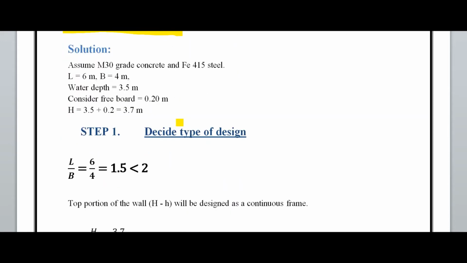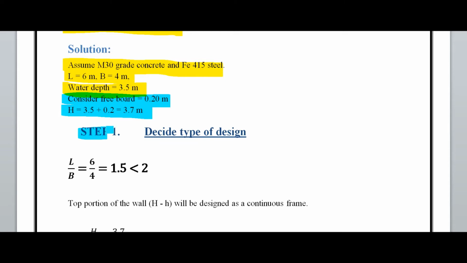First of all we have to decide the dimensions of the water tank. So we assume M30 grade of concrete and Fe415 grade of steel. Length and width are given: length is 6 meter, width is 4 meter. Water depth is given, 3.5 meter. We consider a freeboard of 0.2 meter. So the overall height of the water tank is 3.7 meter.